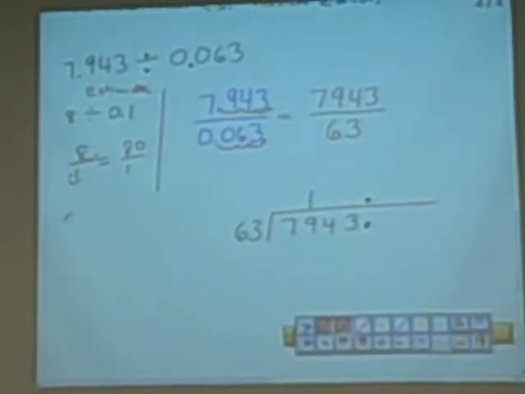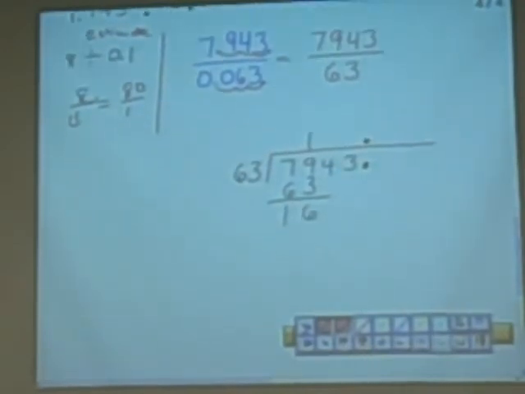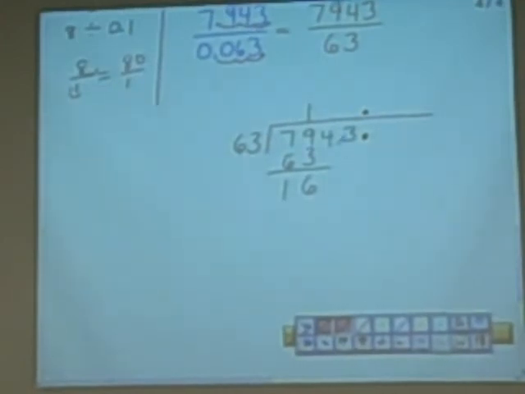So, therefore, 1 times 3 is 3, 1 times 6 is 6. So we know that 63 divides into 79 1 time. And so now 9 minus 3 is 6, 7 minus 6 is 1. So now 63 doesn't divide into 16, so we've got to bring the 4 down, right?